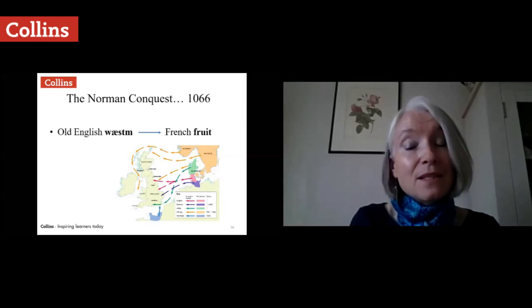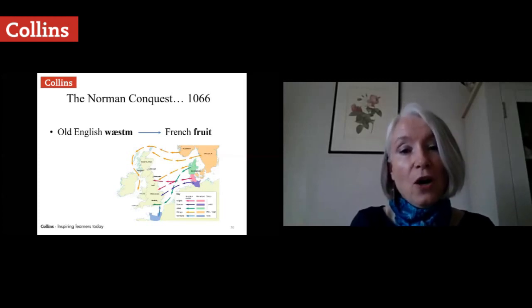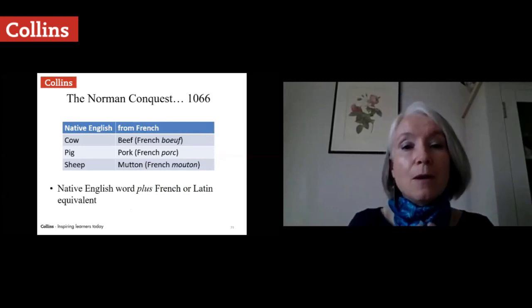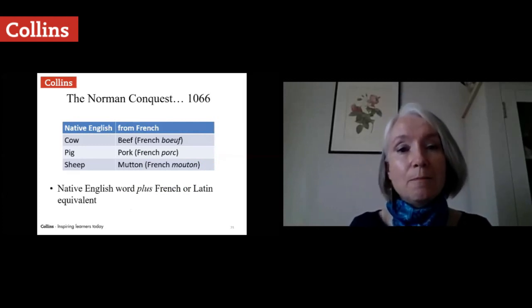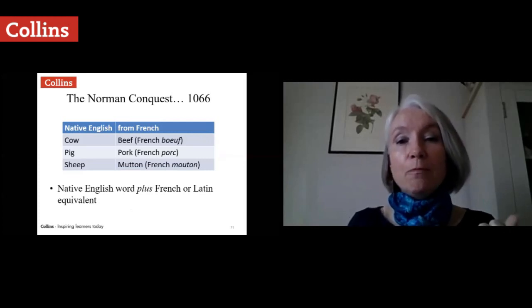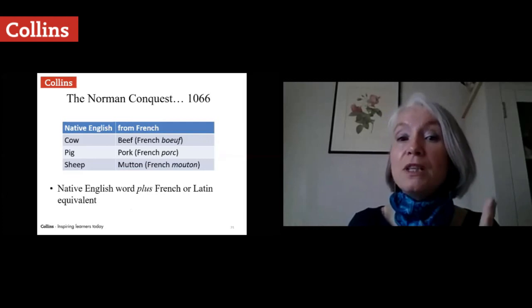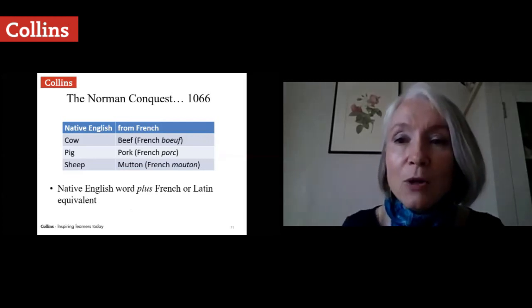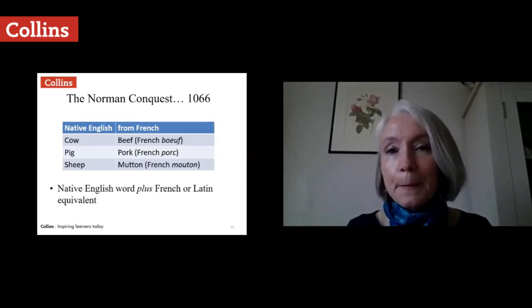But sometimes we kept the French words. So if we think about cow and beef, pig and pork, sheep and mutton, cow, pig and sheep are the native English words. Beef, pork and mutton are the words that we've adopted from French after the Norman Conquest in 1066. Can anybody see what's going on here?